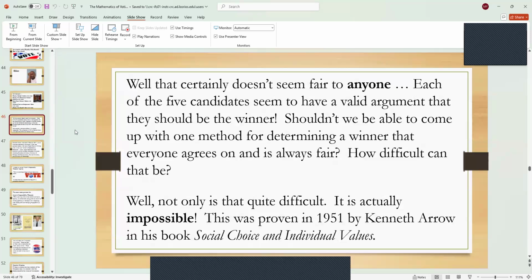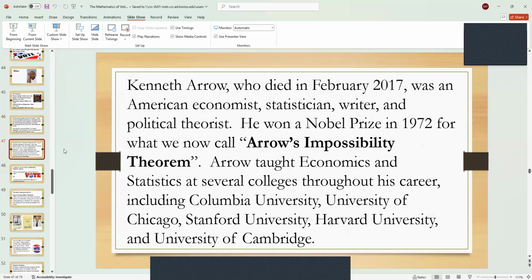This was proven in 1951 by a guy named Kenneth Arrow, and he unveiled this in his book called Social Choice and Individual Values. Kenneth Arrow, who died in 2017, was an American economist, statistician, writer, and political theorist. He won a Nobel Prize in 1972 for what we now call Arrow's impossibility theorem. Kenneth Arrow taught economics and statistics at several colleges throughout his career, including Columbia, University of Chicago. He spent a lot of time at Stanford University. He spent some time at Harvard University and also University of Cambridge.